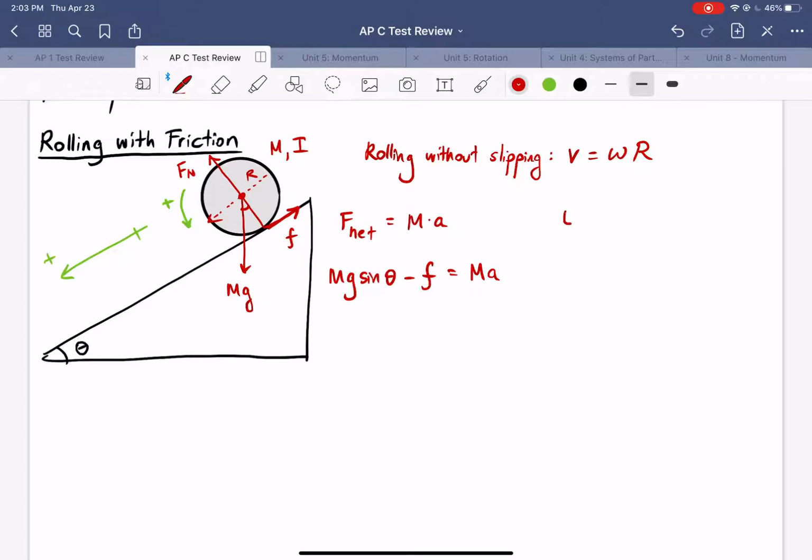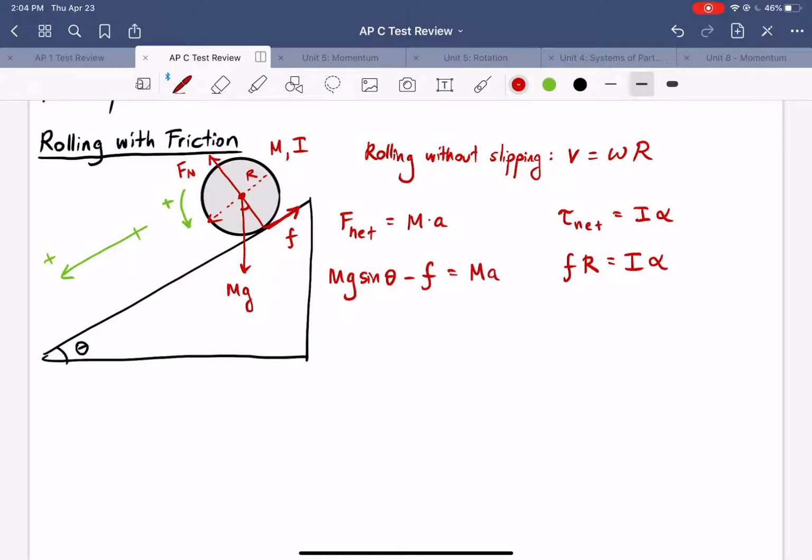The other equation we can write deals with rotation, and it says that the net torque is equal to I times alpha. So we have three forces here, but if we're calculating the torque with respect to the center of mass of the object, the normal force and the gravitational force both generate zero torque. So the only torque is from friction, and that's going to be equal to F times R. That's because the friction is perpendicular to the radius of the wheel at that point. That's going to equal the moment of inertia times alpha.